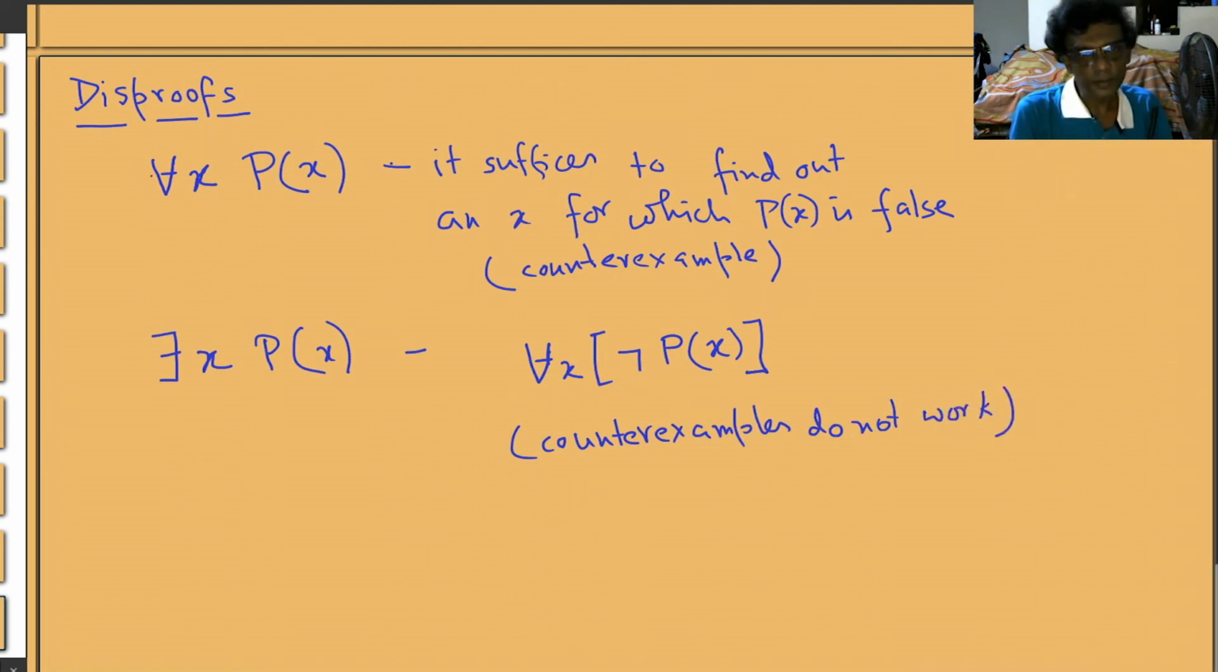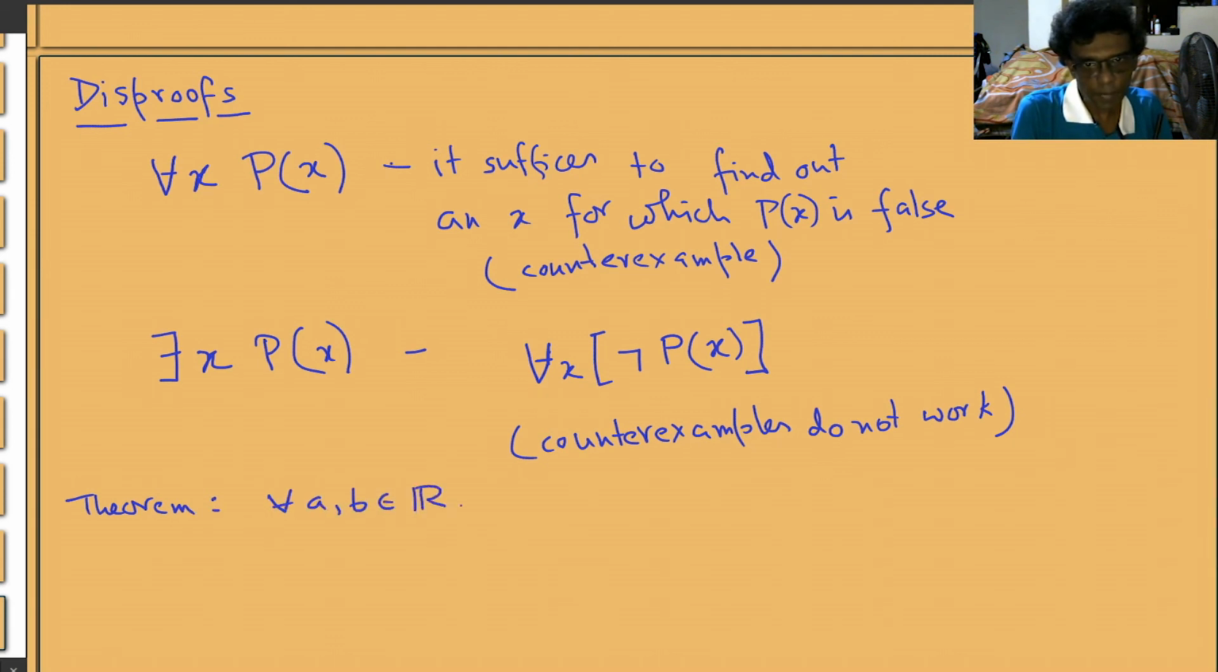Okay, otherwise if it is a for all kind of statement, a single counterexample is good. So maybe I illustrate this by a simple thing. Actually we have already seen a proof, but anyway let me give you a small example. For all a, b in the set of real numbers, a squared less than b squared implies a less than b. So since this is a for all type of statement, it is sufficient that I can give a simple counterexample.